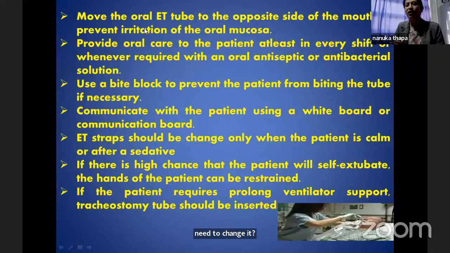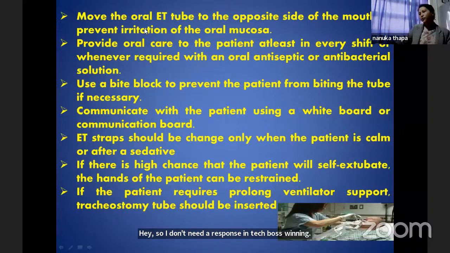Why do we need to change from an ET tube to a tracheostomy tube? That is my question. Please write down your response in the chat box. Weaning. Yes, to prevent trauma, weaning. Oral hygiene, okay? Oral hygiene, yes.